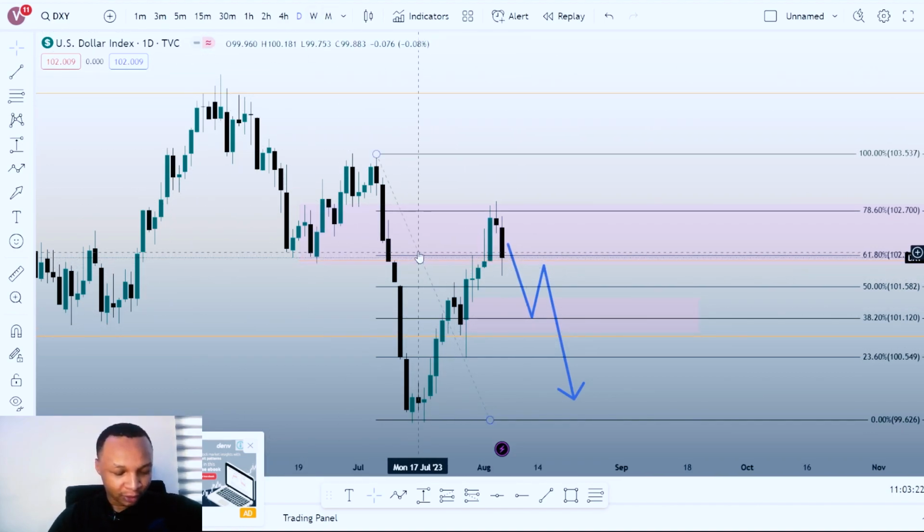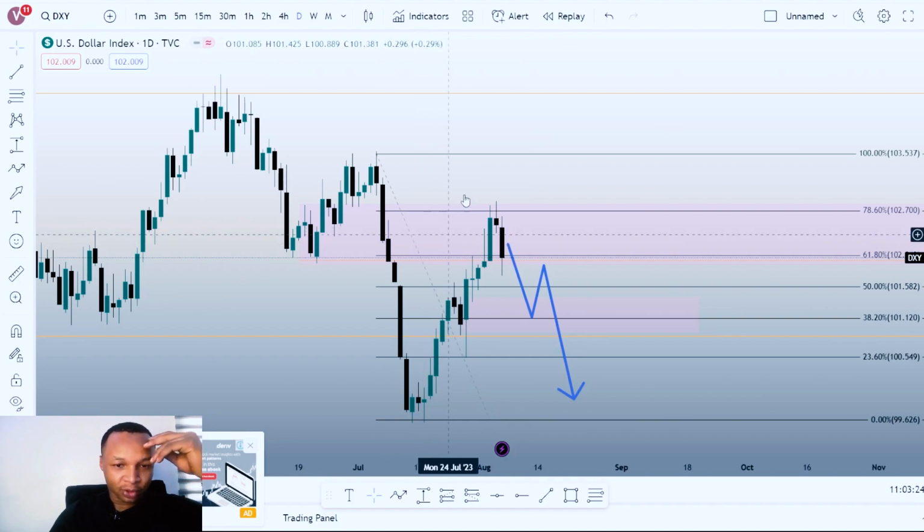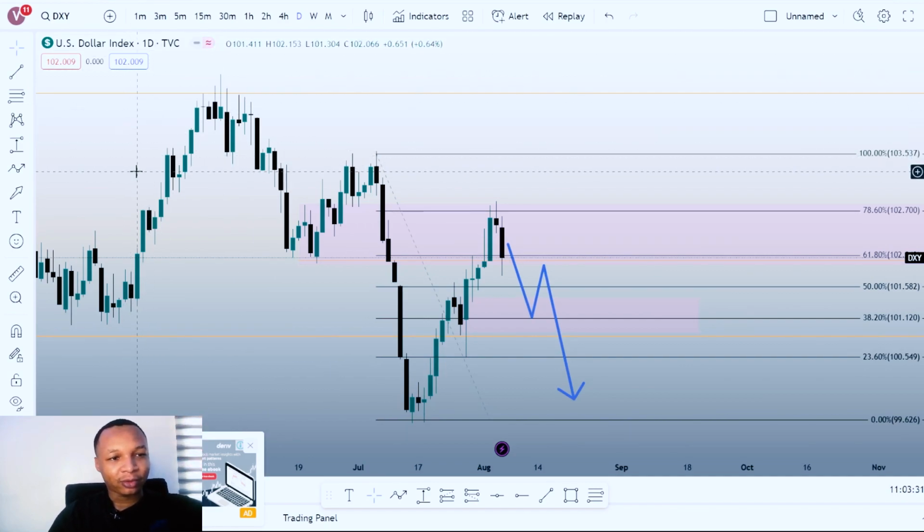So that's for the daily time frame. It's still bearish. I expect it to trade all the way to these levels and then give us some decent profits. It's all about pips and profits, right?